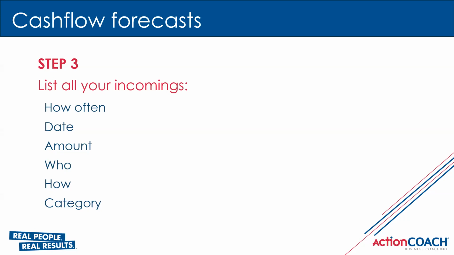We then do exactly the same with our incomes. How often do we think this money is coming in? What date we think we're next going to get it? The total amount that we're going to get in, who is going to pay us, and whether or not it's paid by direct debit. We have a GoCardless account or something like that set up, or whether we have to wait for them to pay us. And again, the category. If you only have one source of income, you may only have one category. If you have multiple sources of income, then split them out, because it'll be easier for you to see and to manage what's coming in and how.